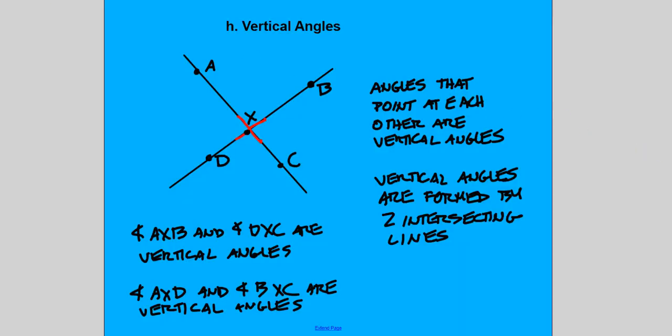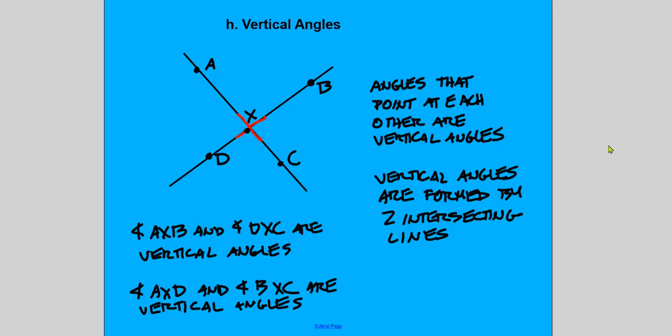Okay, vertical angles. So angles that point at each other are vertical angles. So angle AXD and angle BXC are vertical angles. And then angles AXB and angle DXC, those are also a pair of vertical angles. So there's two pairs of vertical angles here in this diagram. If you want, you can call this angle 1, 2, 3, 4. So angles 1 and 3 are vertical angles, and angles 2 and 4 are vertical angles.